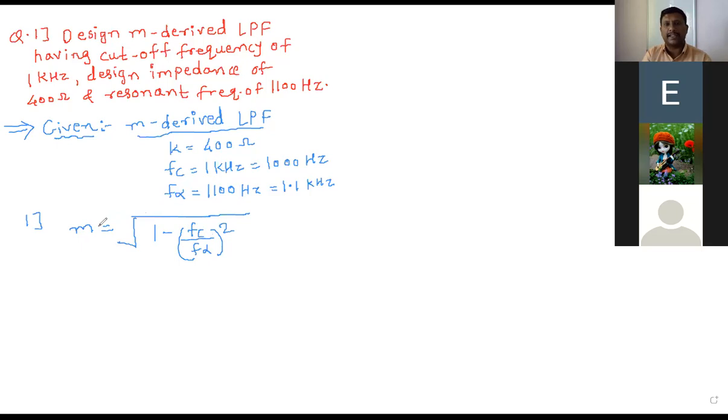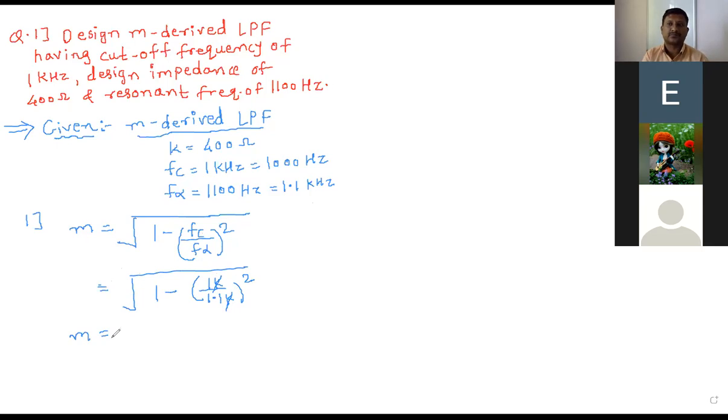Are you getting my point? If you are getting an M value greater than 1, it means I am making a mistake somewhere. So the M value should be in the range of greater than 0 and less than 1. That you can remember. Now put all those values of FC and F alpha and tell me the value of M. 1 minus 1K divided by 1.1K bracket square. So K will get cancelled.